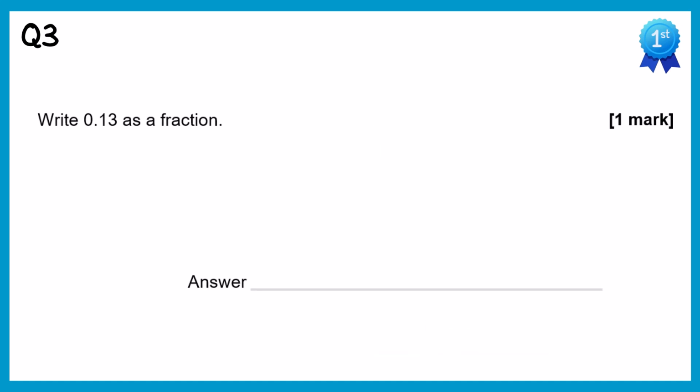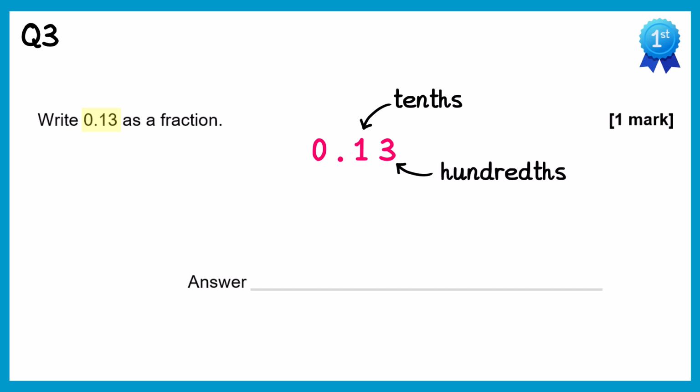In this question, we need to write 0.13 as a fraction. When we look at the number 0.13, the 1 is in the tenths place. The 3 is in the hundredths place. This means we can write it as 13 hundredths, or 13 over 100.